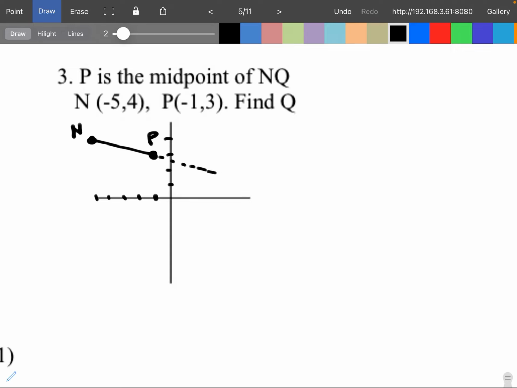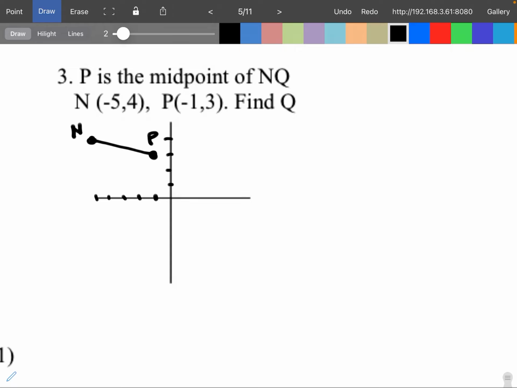We're trying to find the missing endpoint, which would be Q. So can you guys see, I'm not going to make this exact, but it's going to be somewhere over there, right? Let me try that again. It's going to be somewhere over here. So we got to try to find it.